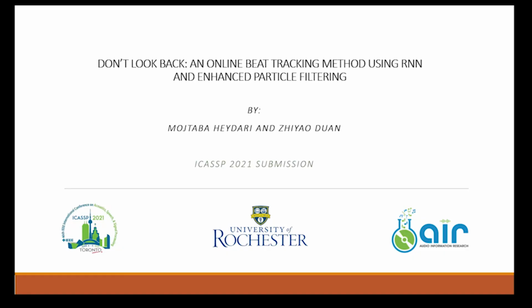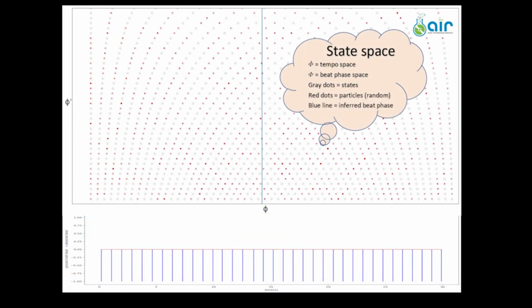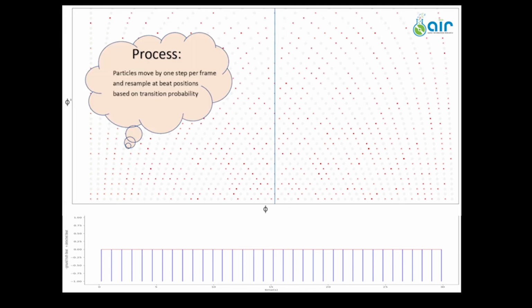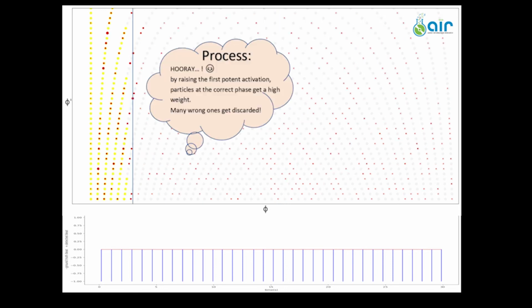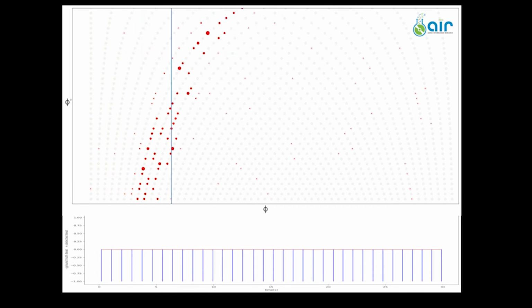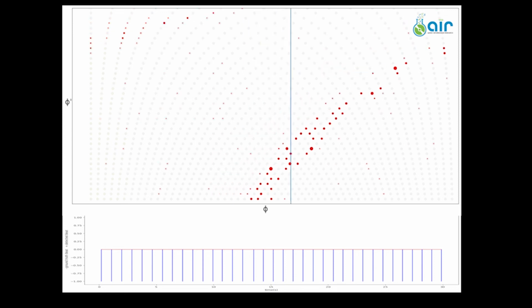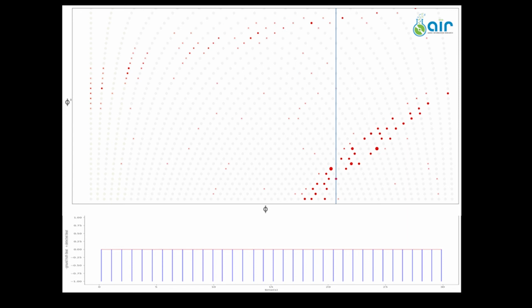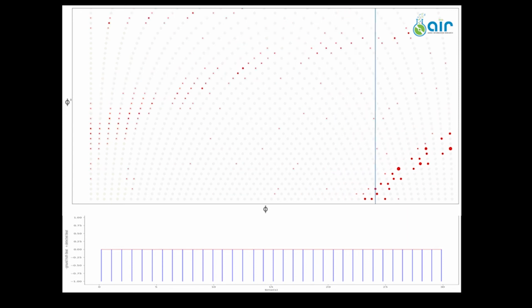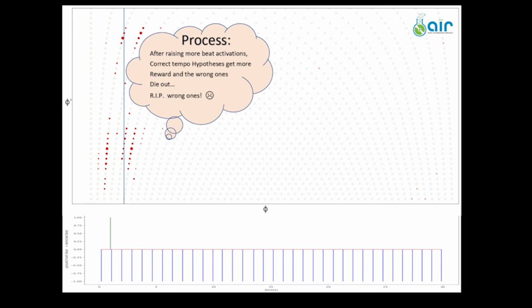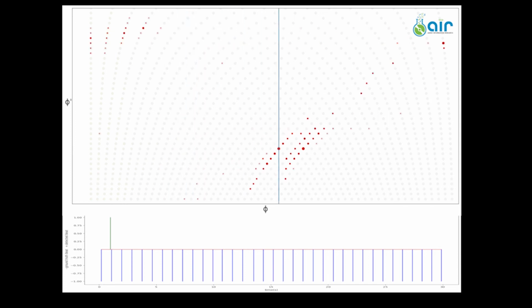All right, this is a video example of what actually happens there. So first, we distribute our particles randomly on our state space, and then they start moving forward based on the transition probabilities. And then by raising the first strong beat probability at the beat position, some particles that are in that area get more weight, and then they move. As you see, the higher ones are faster because they have higher tempo. And the same scenario happens again. The next strong beat probability happens, and again more particles get discarded.